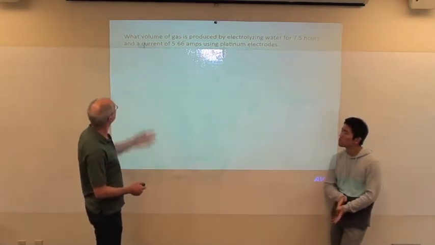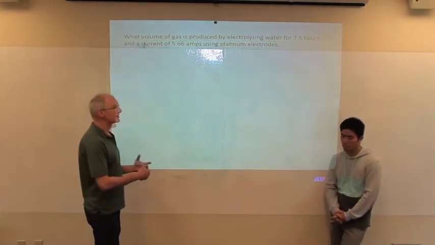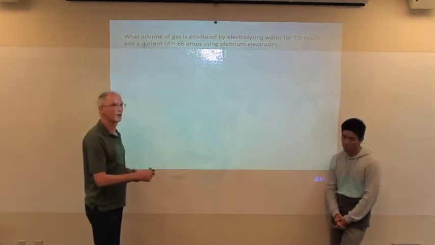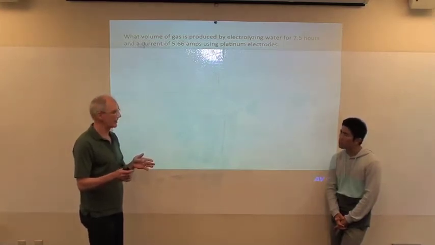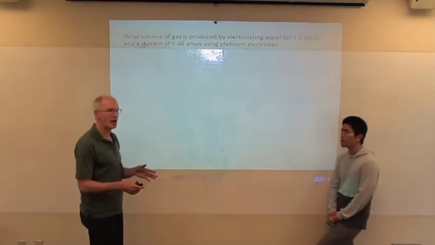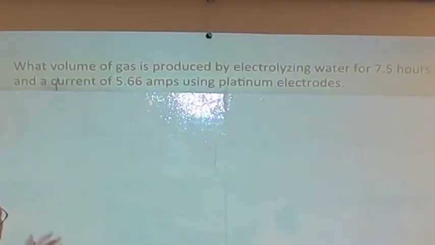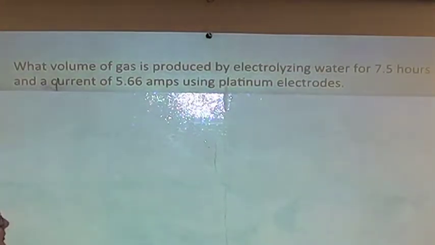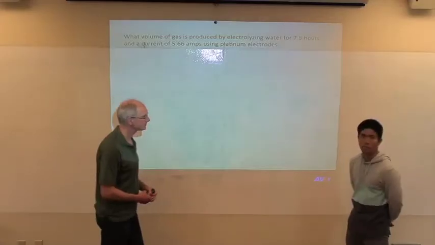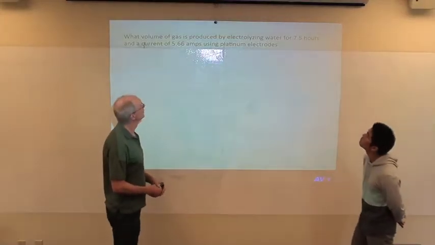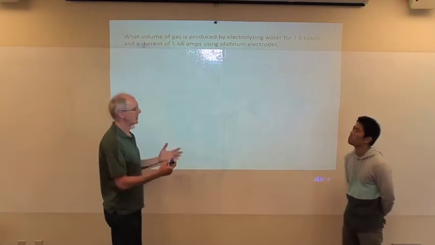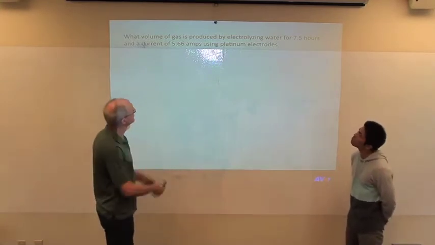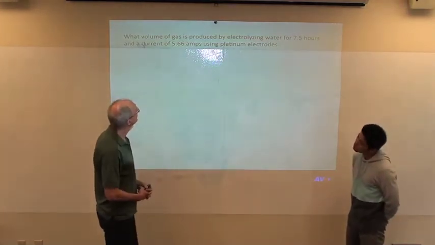The example is tying in something extra, not just using the current relationship, but tying it into some chemistry. What volume of gas is produced by electrolyzing water for 7.5 hours and a current of 5.66 amps using platinum electrodes? So we're going to electrolyze water, it's going to make a gas, we're using platinum electrodes.